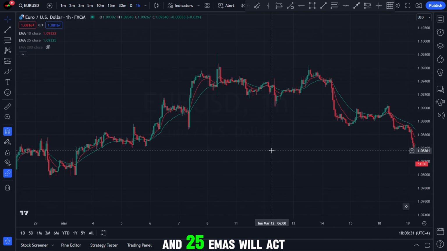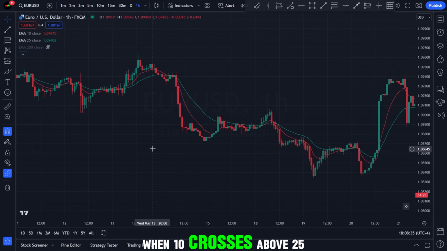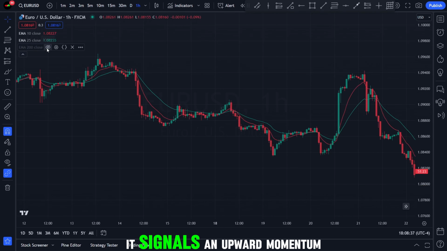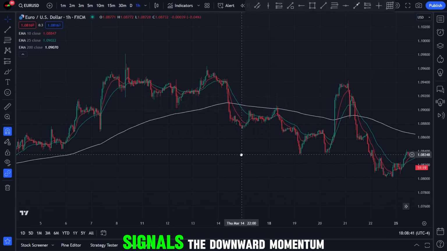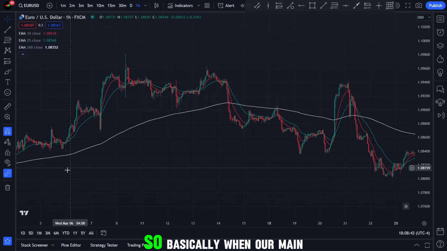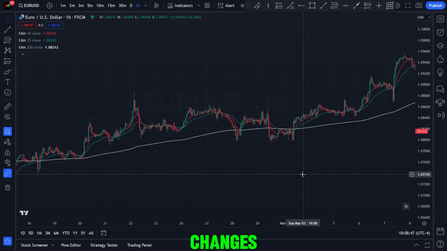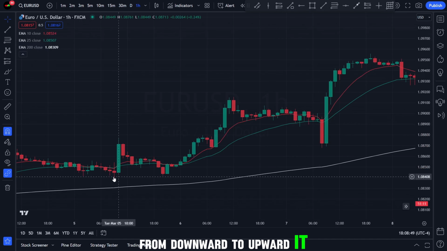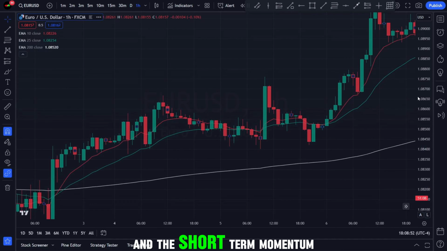These 10 and 25 EMAs will act as our buy and sell signals. When 10 crosses above 25, it signals an upward momentum. And 10 crossing below 25 signals a downward momentum. So basically, when our main trend is long and the short-term momentum changes from downward to upward, it signals us a buy. And when our main trend is short, and the short-term momentum changes from upward to downward, it signals us a sell.